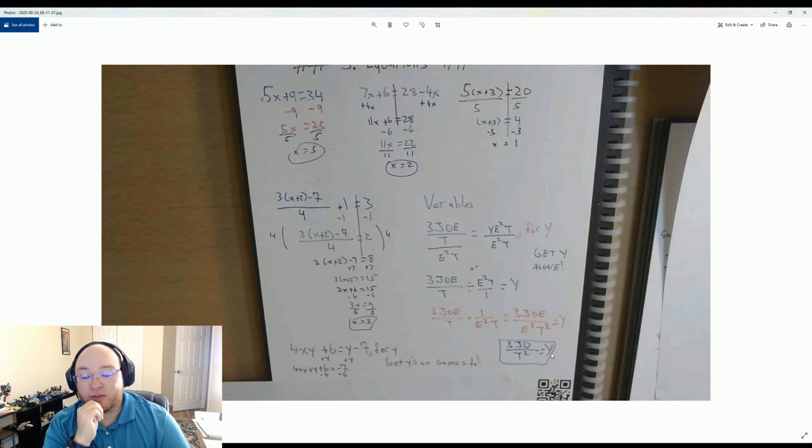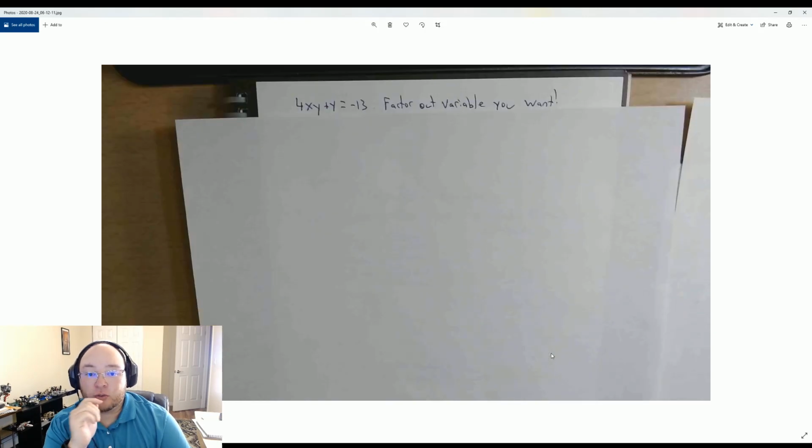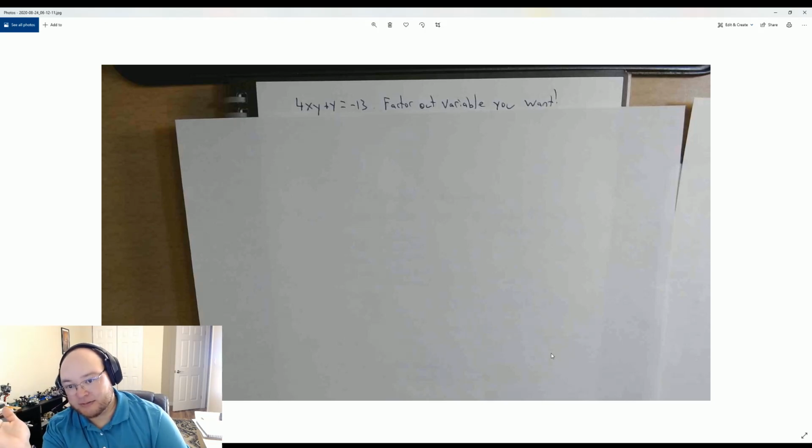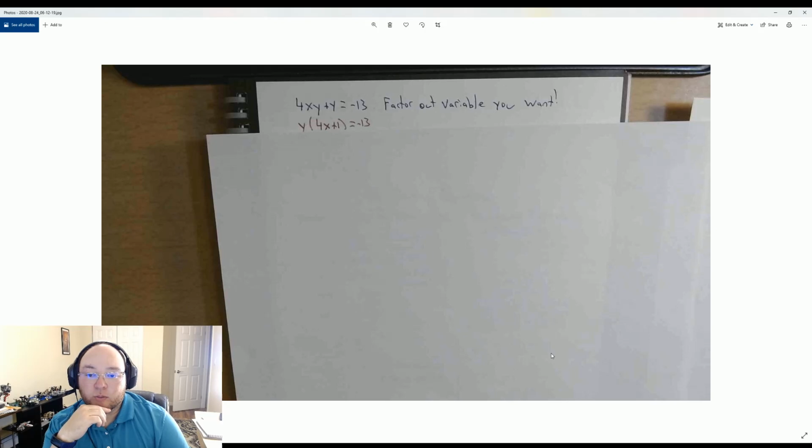Move everything without a y to the other side. So I'm subtracting 6 from both sides. You get 4xy plus y equals negative 13. That's because now we're going to factor out the variable we're solving for. So we're trying to get that y outside a parenthesis. So if you factor out a y, you get y parentheses 4x plus 1 equals negative 13.